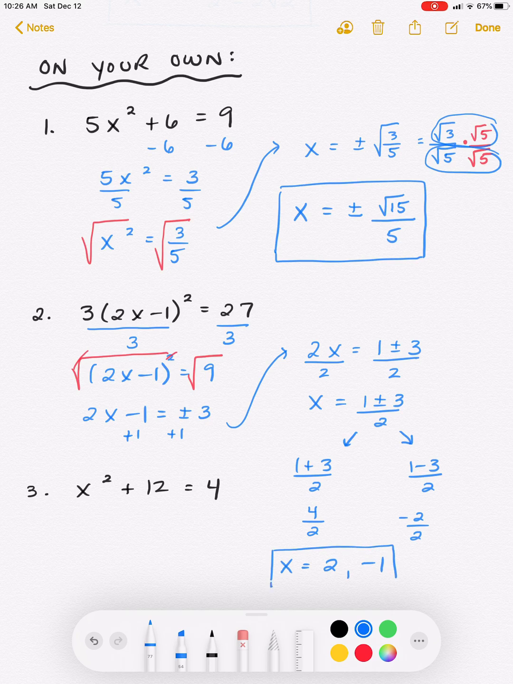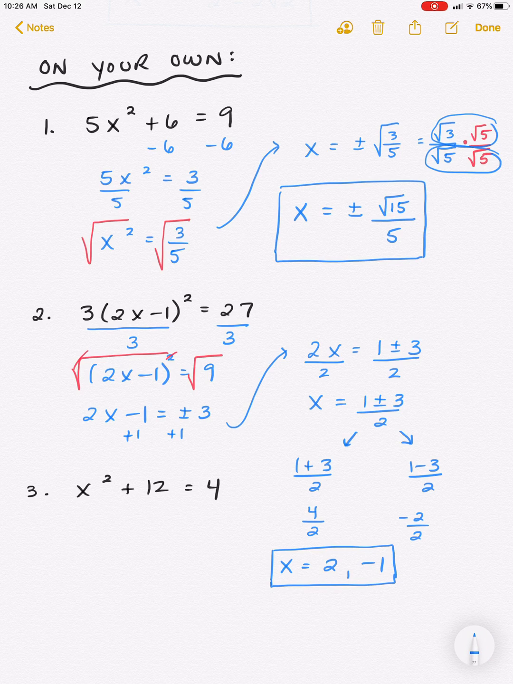And so I just think it's important to note that first off, you don't always have a radical just because you solve using square roots. And second, when we have these fraction type problems, we have to decipher when we can simplify more and when we leave it, okay?